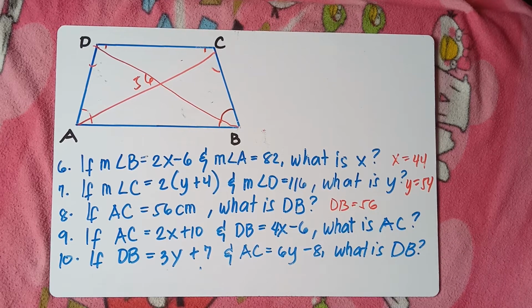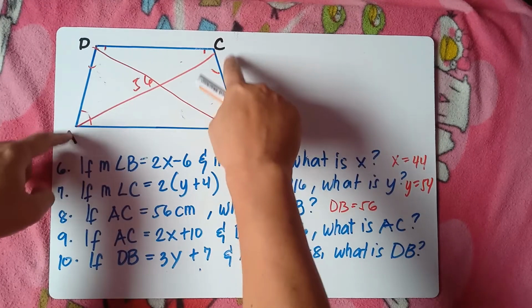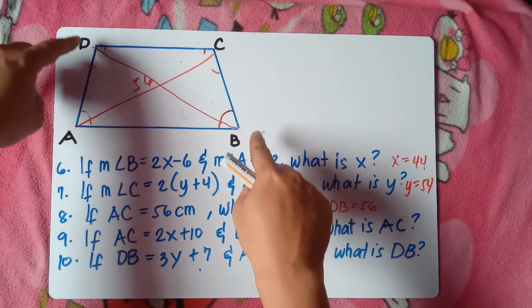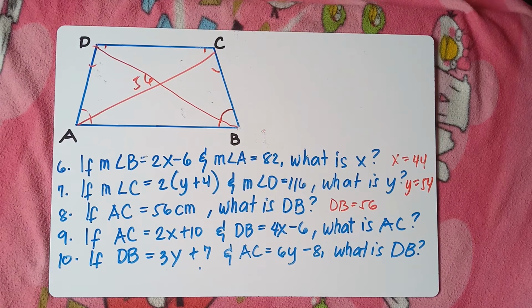Because in an isosceles trapezoid, the diagonals are congruent. So this diagonal AC is congruent to diagonal DB. So that should be 56.